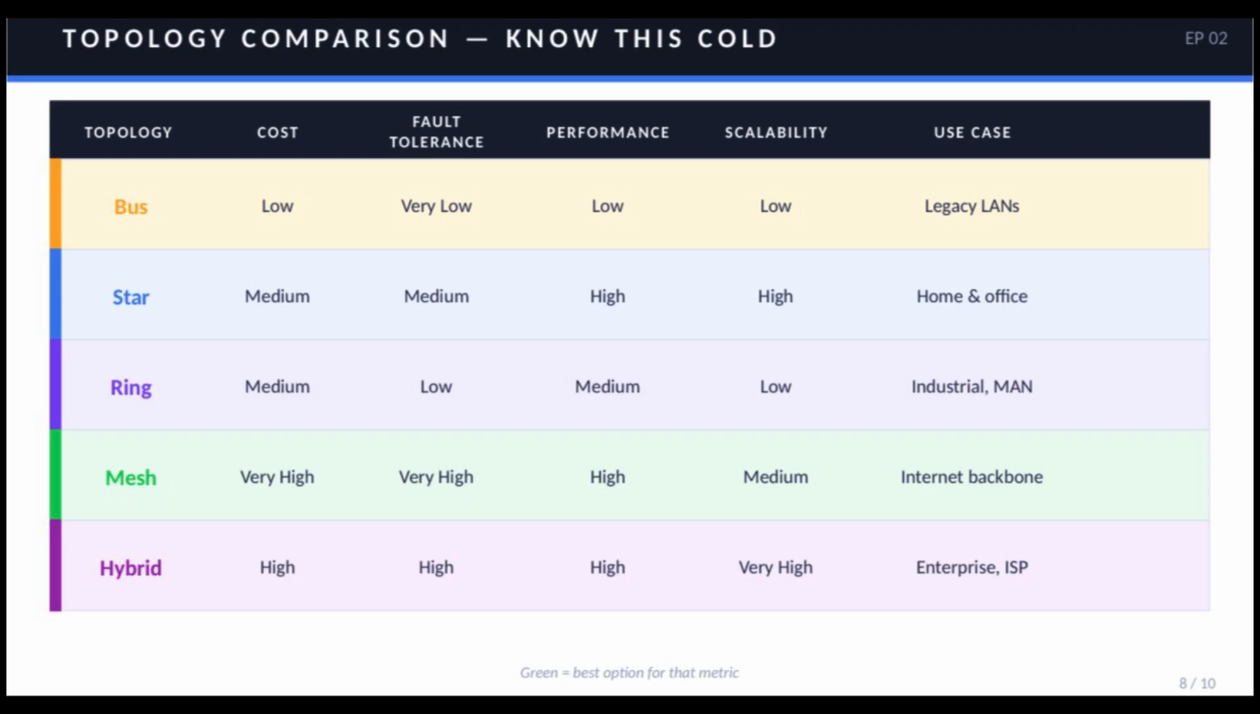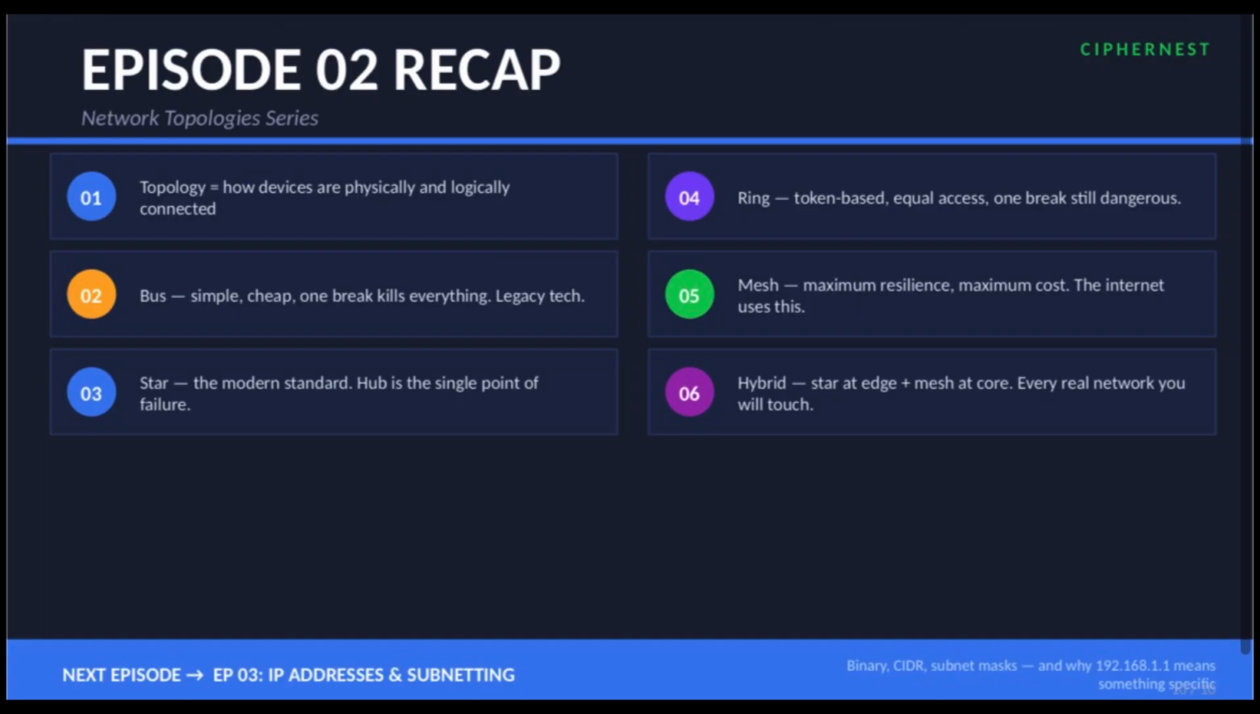Mesh, maximum resilience, maximum cost. The internet uses this. Hybrid combines star and mesh. Every real enterprise uses this.